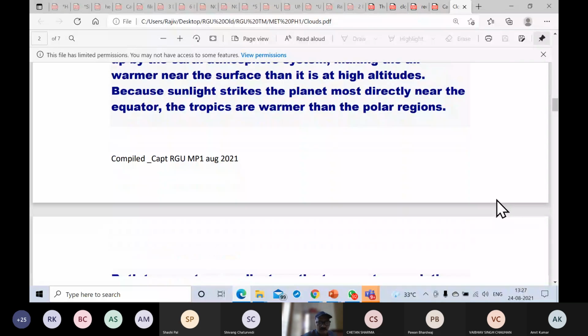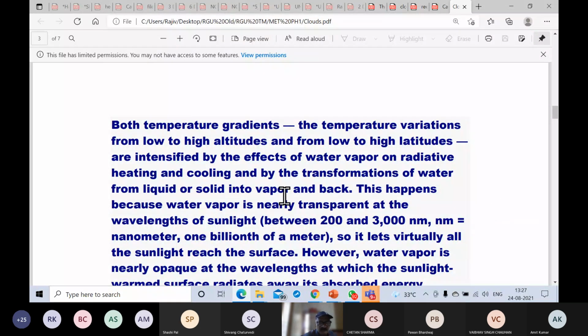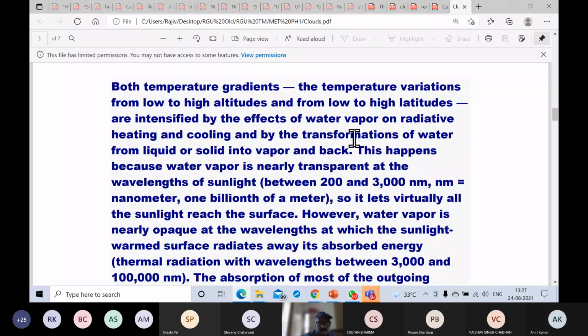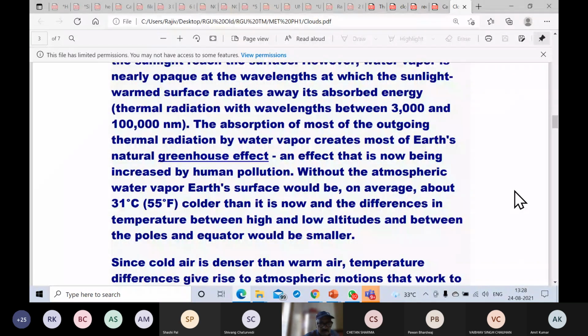Temperature gradients: variation from low to high altitude, low to high latitudes. These are called temperature variations. So gradients are formed. You are aware that as you go higher up in altitude, temperature falls. But these are called variations and they are also classified as temperature gradients. Gradient means a slope. This is another thing which we are going to talk about. It is contained in this discussion only, but separately. Greenhouse effect.